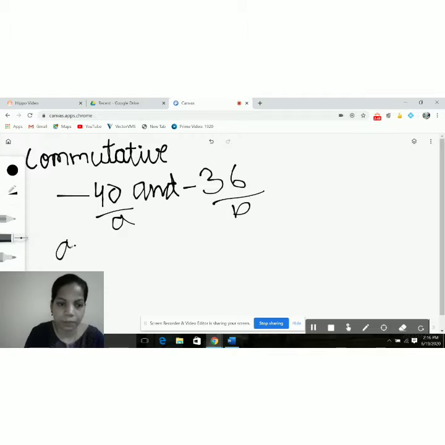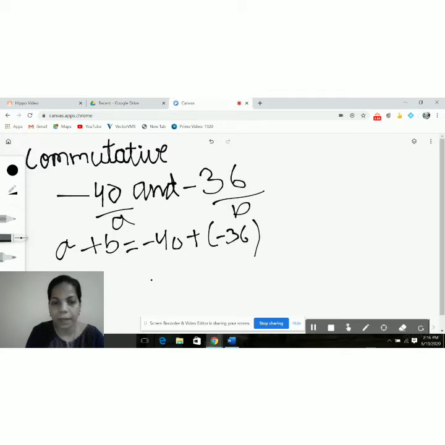So now I'll do a plus b first. A plus b is minus 40 plus minus 36, right? So when I'm adding two negative integers, then what is the rule? If we have two negative integers, we have to add them with negative sign, right? So 40 plus 36 is 76 and we have to put negative sign. So a plus b is minus 76.